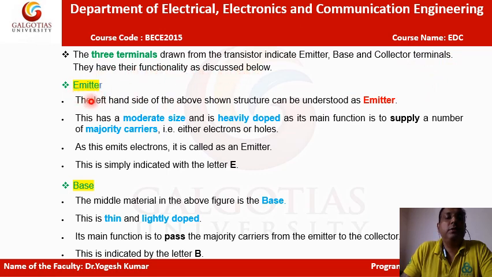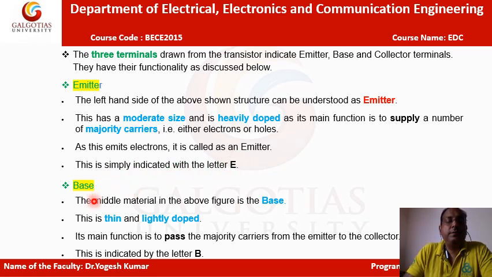Now, what is the emitter? The left hand side of the above shown structure is the emitter. Emitter means that it emits the charge current towards the next terminal, that is the base. It is moderate in size and heavily doped, and its main function is to supply a number of charge carriers, that is either electrons or holes, depending upon whether it is NPN or PNP. If you have an NPN, it will transfer electrons towards the base. If it is PNP, it will transfer holes towards the base. As this emits the carriers, it is called an emitter. It is simply indicated with the capital letter E.